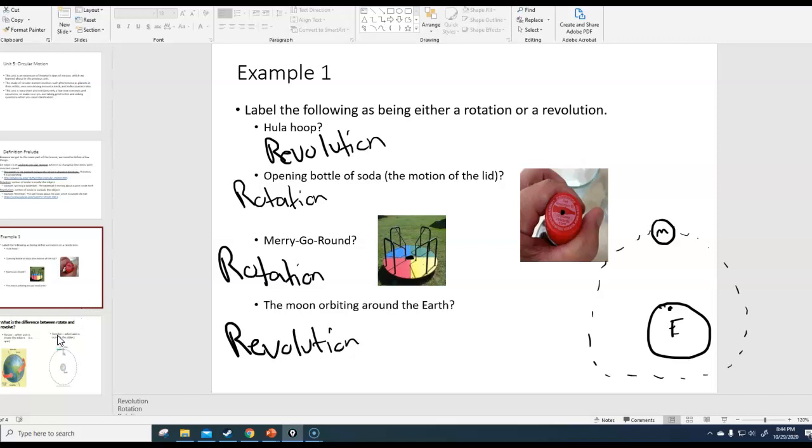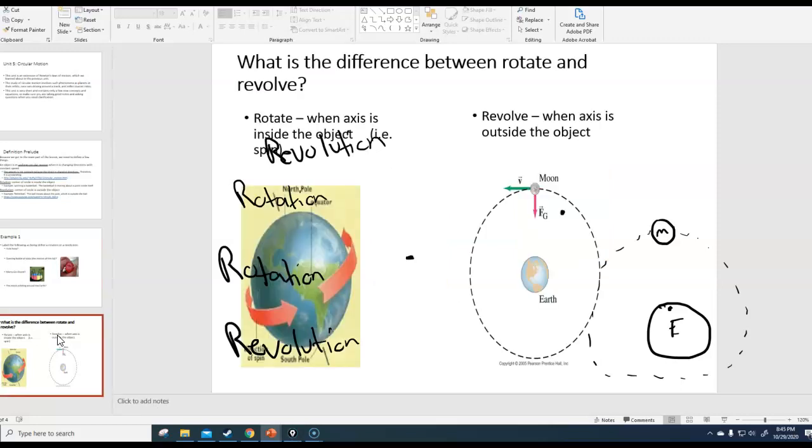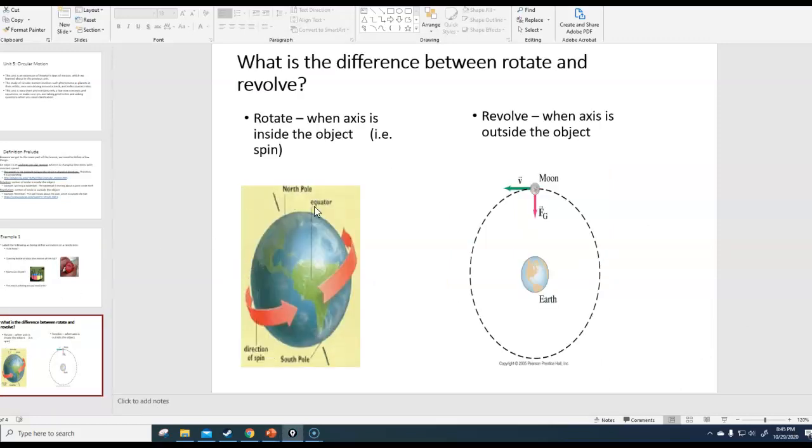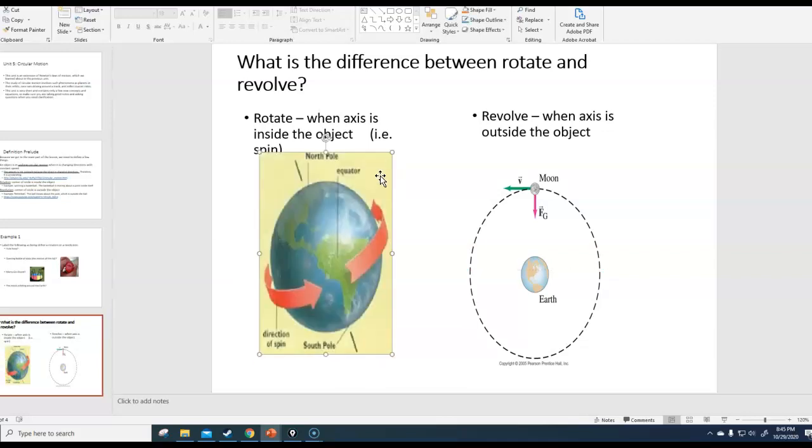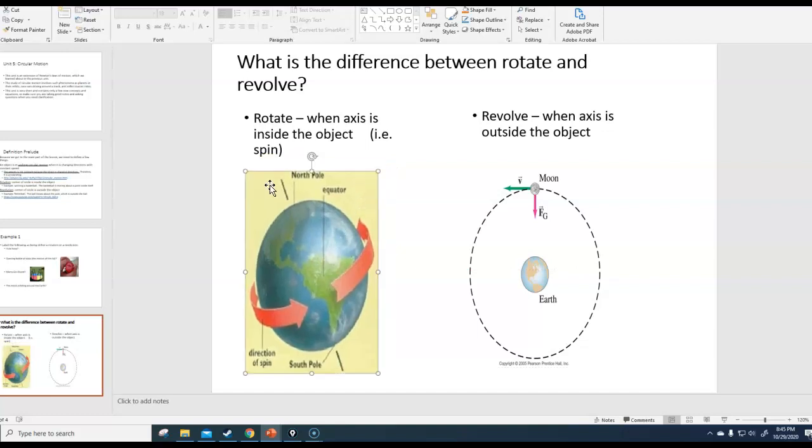And just to show you one more quick slide with some examples. Here you can see the Earth itself is actually rotating and revolving. Another example of rotation is as the Earth spins on its axis. That is an example of a rotation because the center of the circle is inside the Earth, and the Earth is what's moving. So the Earth is rotating about its axis. And remember, the time it takes to complete one full rotation around its axis is called a day.